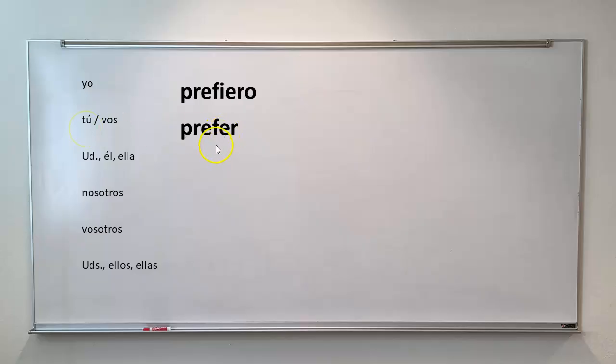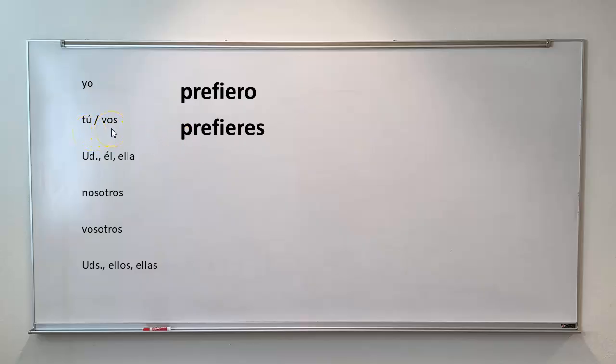We have tú, the informal you. We start with our root, and we're going to add the ending, which is ES in this case. And notice, again, the E changes to an IE. There's the magic right there. That's the stem change. Prefieres. Prefieres means you prefer. This is the informal you, the tú.